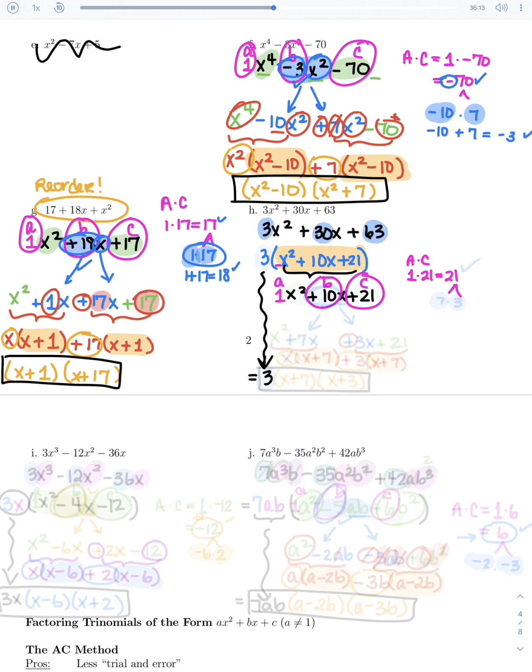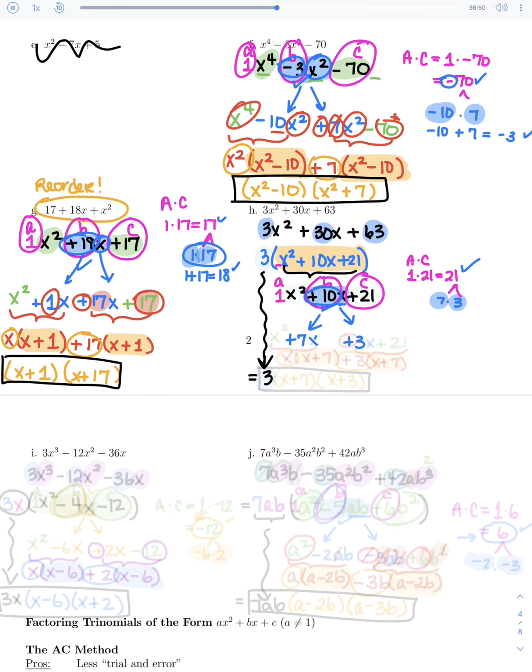I need 2 factors of 21 that are going to add up to my middle piece, my 10. Probably the first thing you can think of is 7 times 3. That 7 times 3 will give you the 21. So that works out. But 7 plus 3 also gives you positive 10 when you add it up. So what that tells us is, if we want to break up this 10x, we're going to break it up into a 7 and a 3.